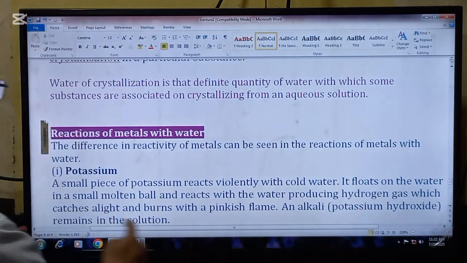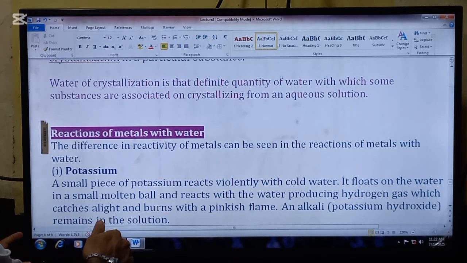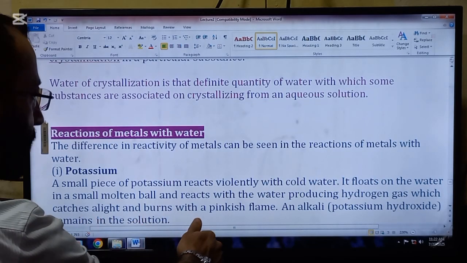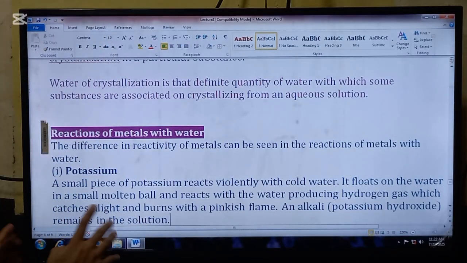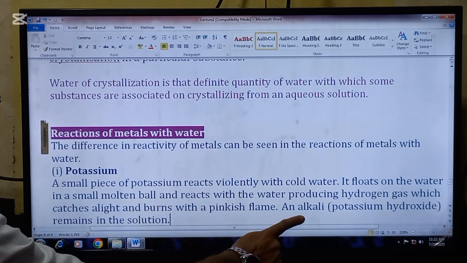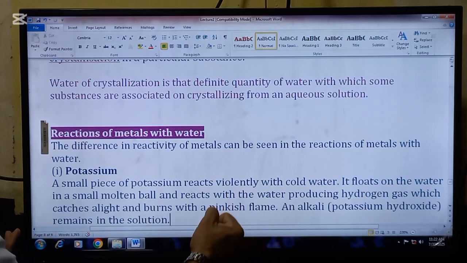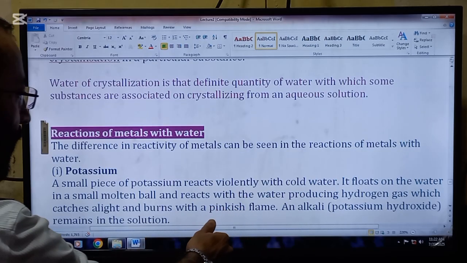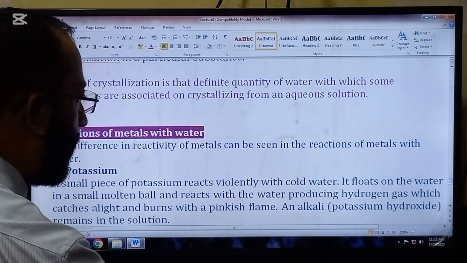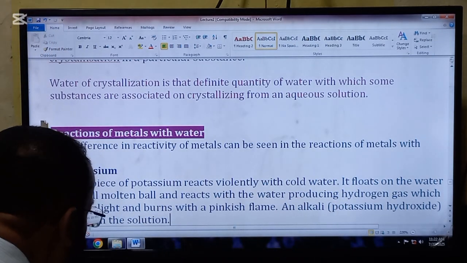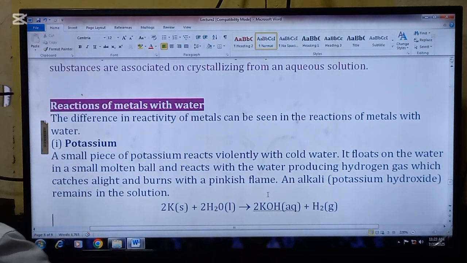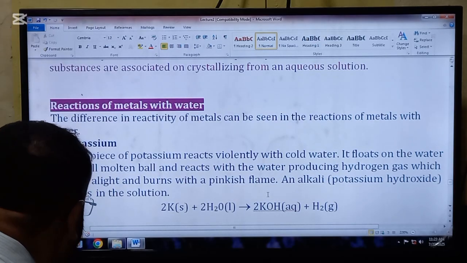It floats on the water in a small molten ball and reacts with the water, producing hydrogen gas which catches light. So hydrogen gas is produced that catches light and burns with a pinkish flame. An alkali, potassium hydroxide, remains in the solution. And here is the reaction of potassium with water.